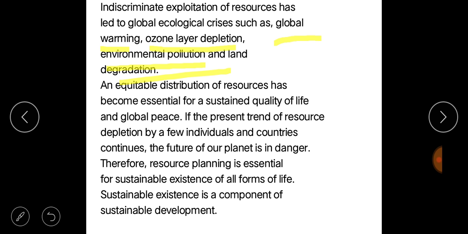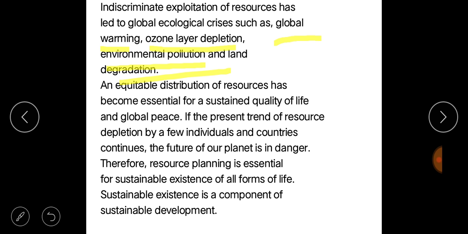Now, if we see the present trend of resources, which are depleting very fast, with a few individuals and a few countries continuing to deplete these resources, the future of our planet is in danger. So we get problems of rain, global warming, rising temperature, and floods here, and this is all about the depletion of the resources. And for the sustainable existence of all forms of life.